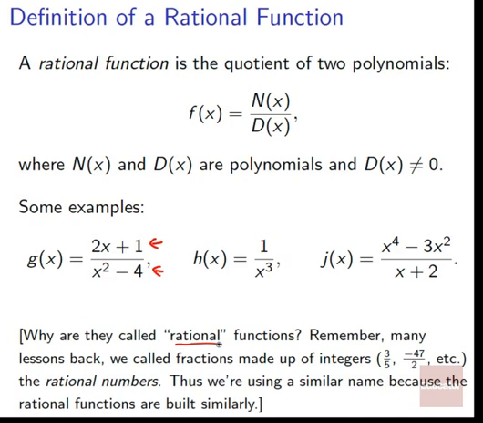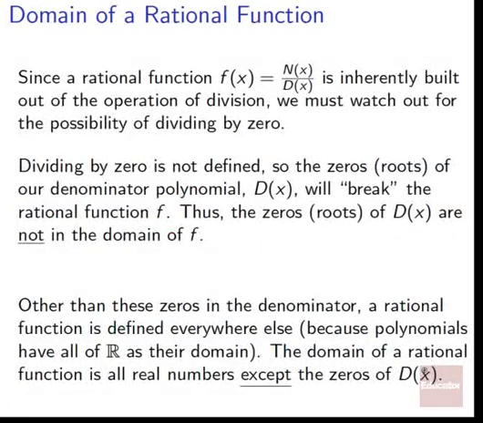Remember, many lessons back, when we talked about the idea of sets, we called fractions made up of integers, things like 3/5 or negative 47 divided by 2, the rational numbers, because they seem to be made in a fairly rational, sensible way. Thus, we're using a similar name because the rational functions are built similarly, right? Rational numbers are built out of division, and rational functions are built out of division, so we're using a similar name. Cool.